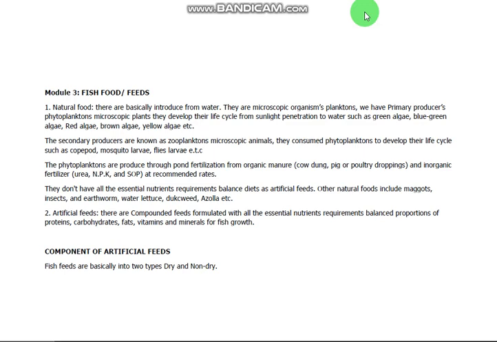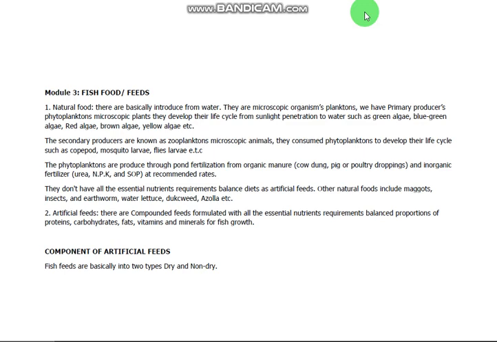So the next one after the primary producer is called the chain of food production. It's just like the animal kingdom. We have the chain of food production, same as the fish kingdom. Also, being an animal, they have their own chains of food production. So it starts from the microscopic one, which is the plankton, to the phytoplankton, then to the zooplankton.